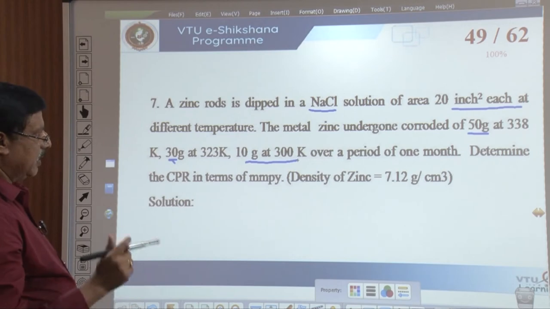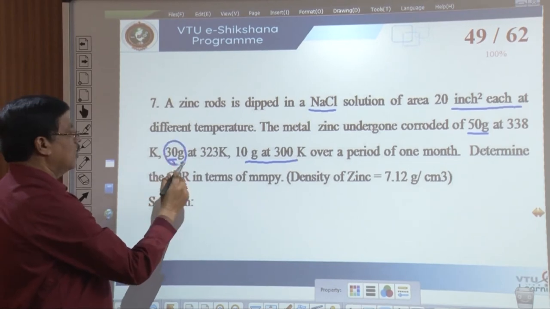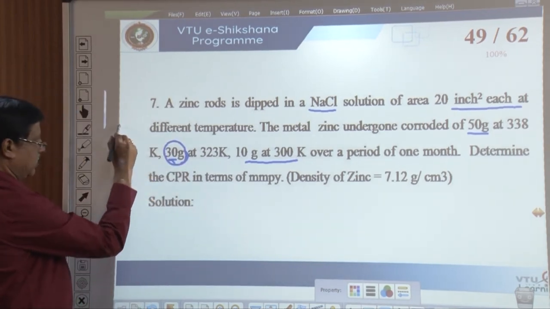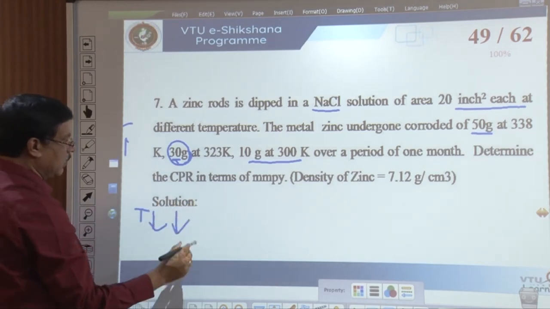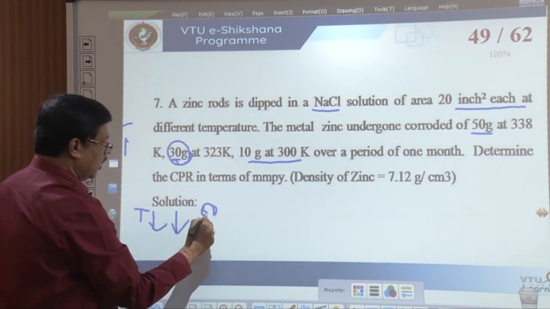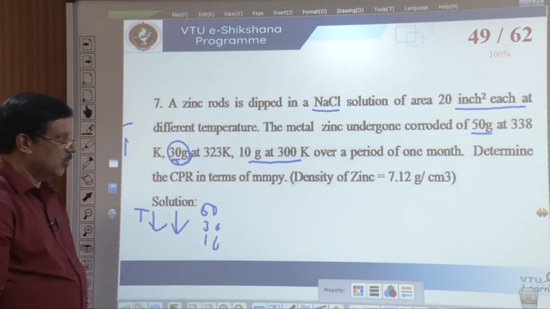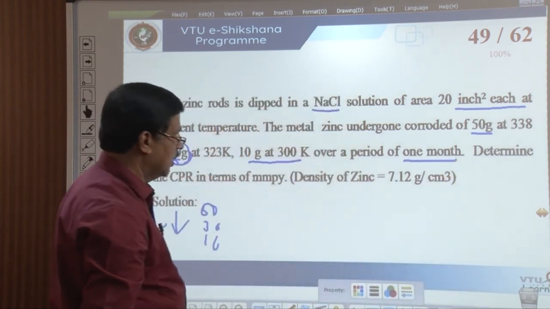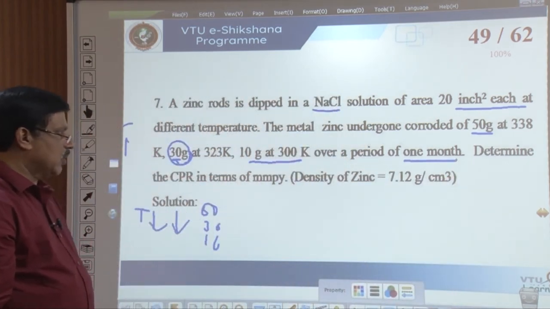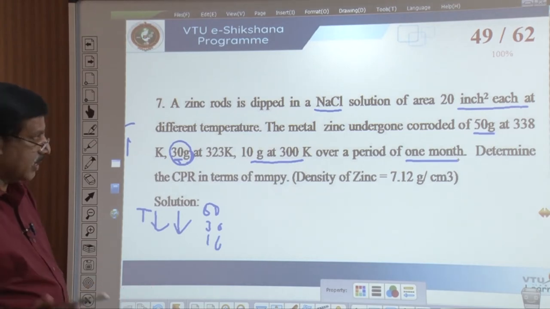So now as temperature decreases, the amount of metal corroded will decrease. Even the amount corroded is less only. That means the first one is 50 milligram, the other one is 30, the other one is 10 milligram. That means proportionately the values are reduced over a period of 1 month. Just you see that, in salt water, as the temperature increases, the rate of corrosion also increases. So the higher the temperature, the rate of corrosion also increases.